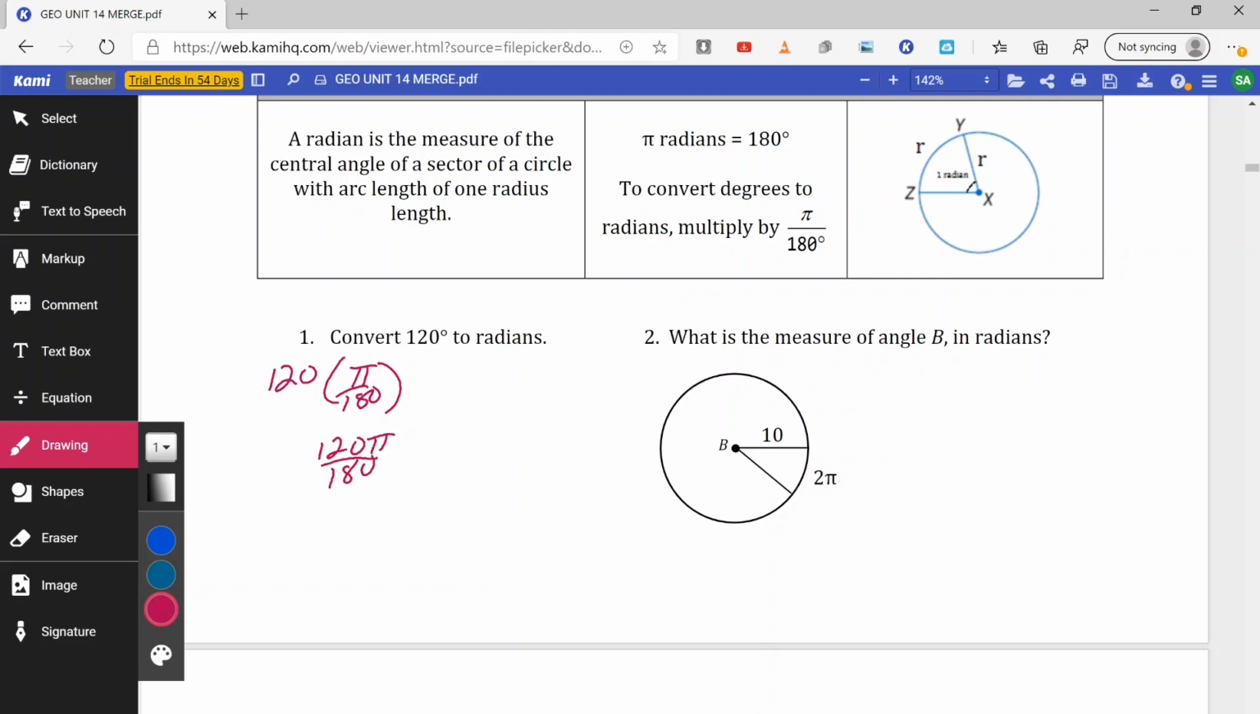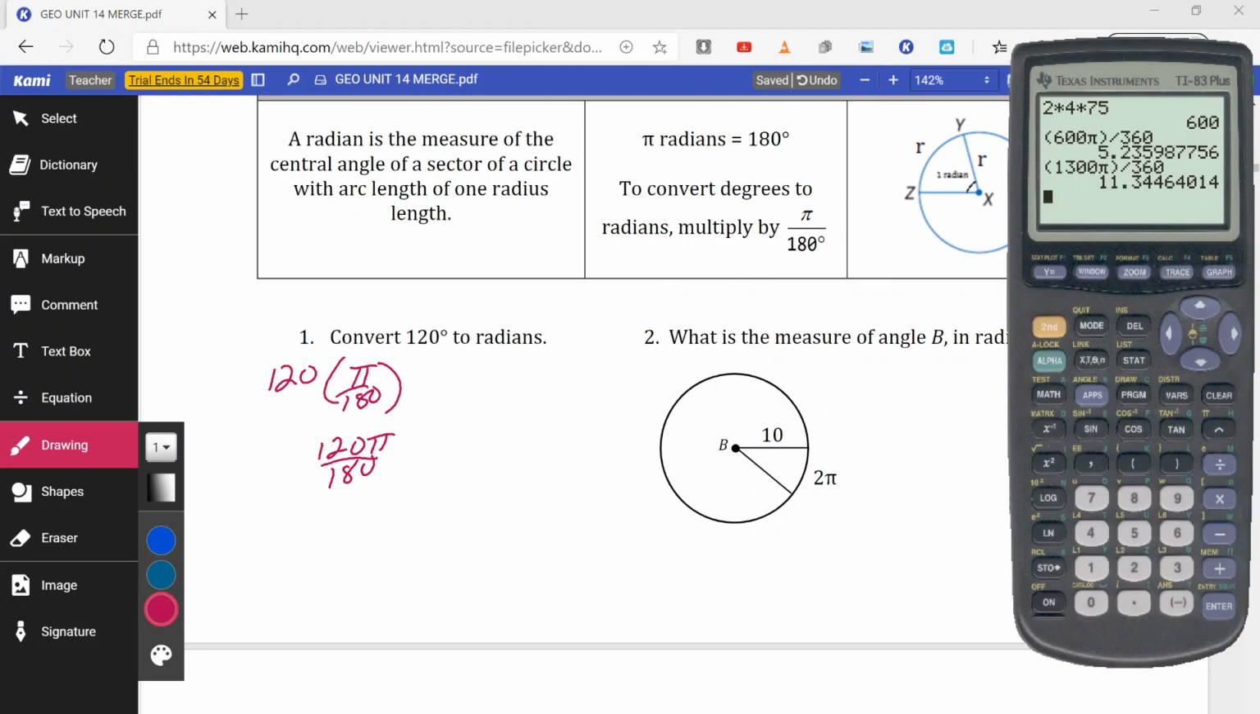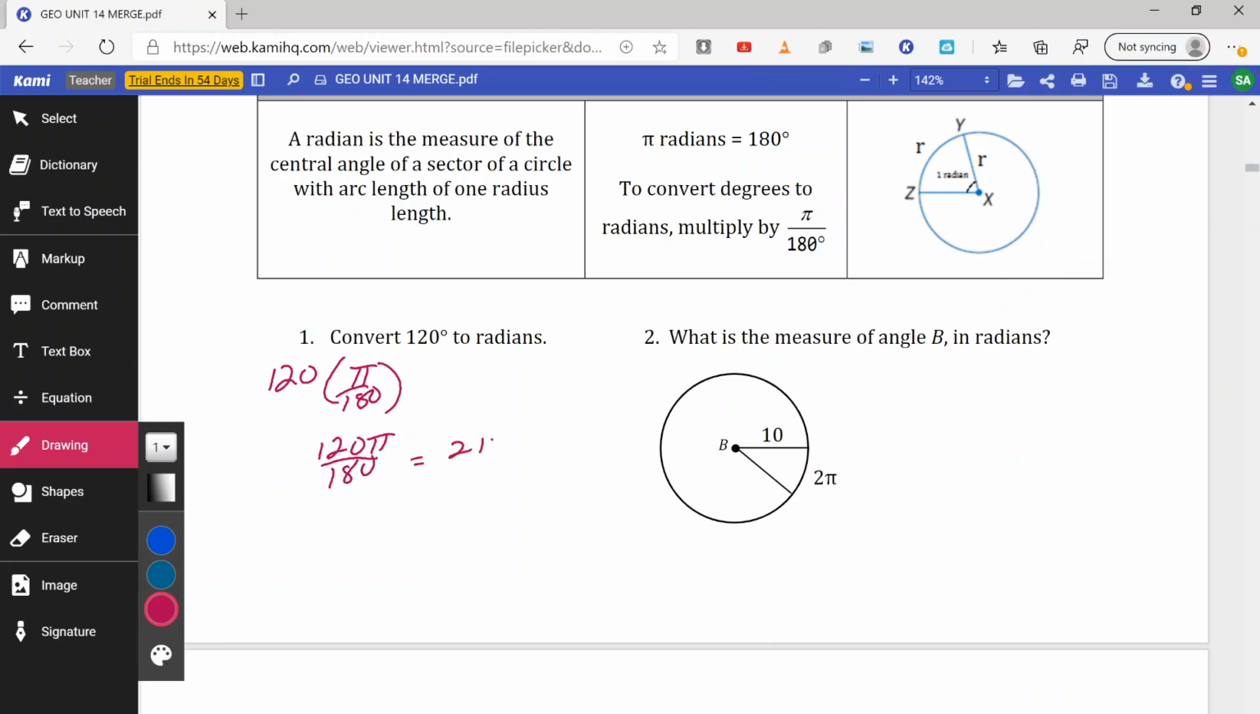And what I want to do is reduce the numerical fractions. So I'm going to ignore the pi for now. I'm just going to divide 120 by 180 to get the decimal 0.666666, and I want to change it back into a fraction. So math, enter, enter on our graphing calculator gives me 2/3. So that is equal to 2 pi over 3. So there is my radian measure of 120 degrees. It's really 2 pi over 3 in regards to the radian measure.